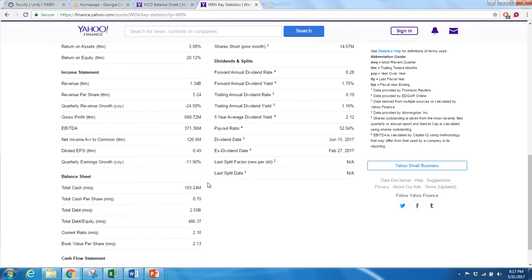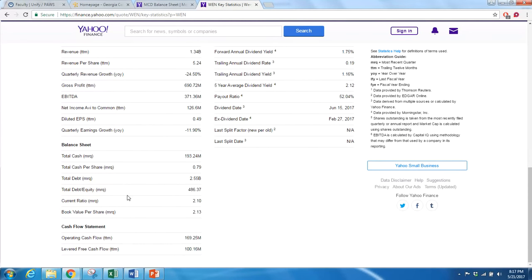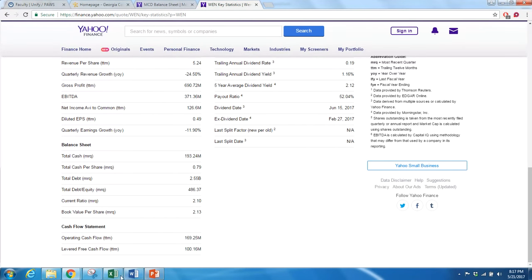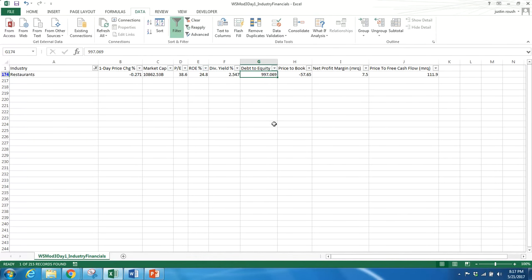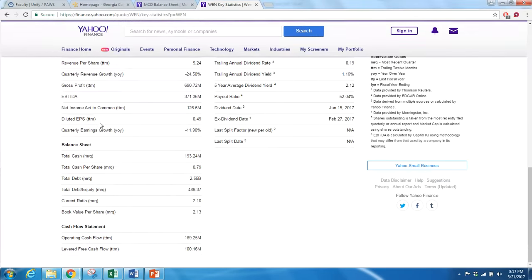Wendy's, on the other hand, right, they were lower across all the other margins, but they have a debt to equity ratio in the most recent quarter of 486.37. And if we look at the industry average, that's actually quite a bit below the debt to equity ratio for this industry. So they're not very leveraged and they're doing pretty good. Wendy's is, at least against the industry.